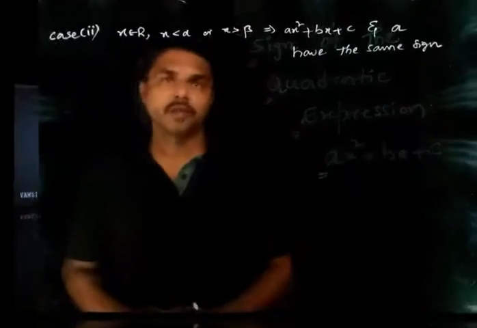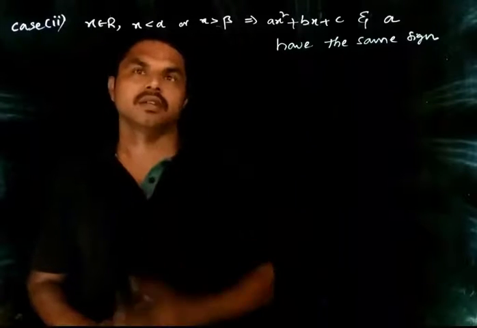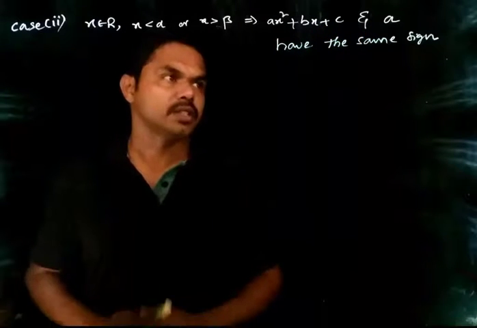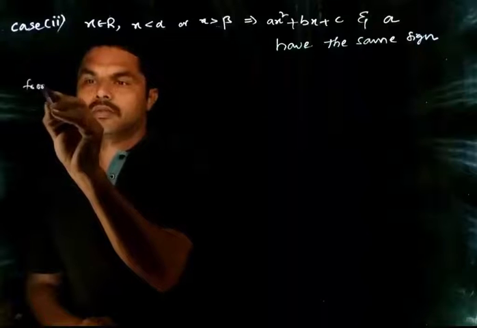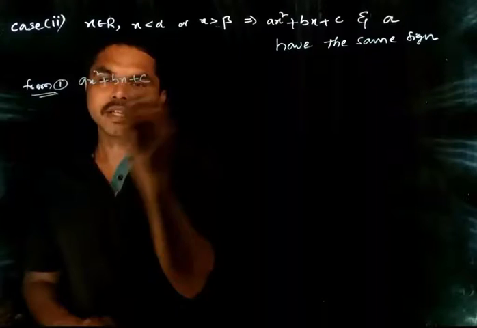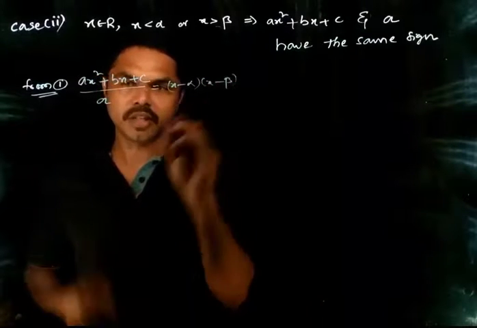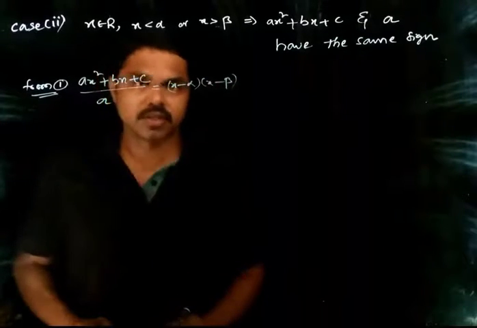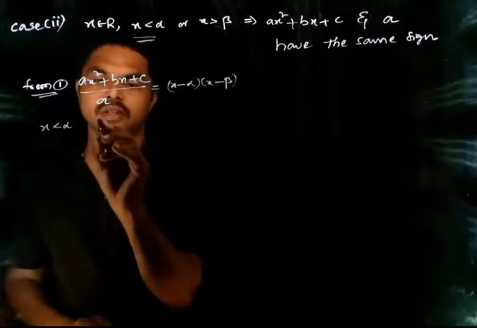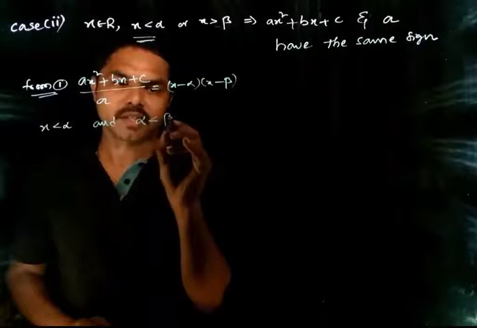Okay, now come to case 2. Here the statement is, when x is real, for x less than alpha or x greater than beta, the expression and a have the same sign. From equation 1, we have ax square plus bx plus c by a is equal to x minus alpha into x minus beta. Already we have this statement. Now first take this one, x less than alpha, and from the basic statement of the question we have another condition, that is alpha less than beta.